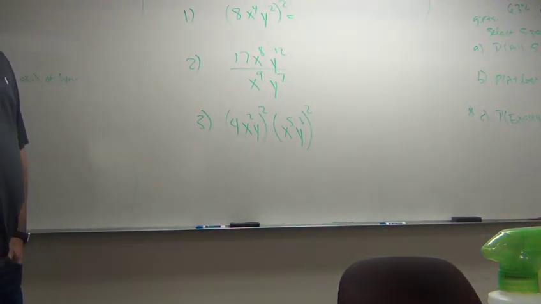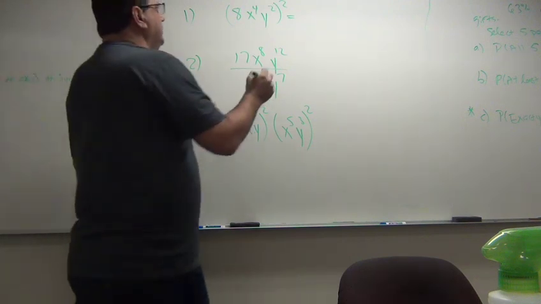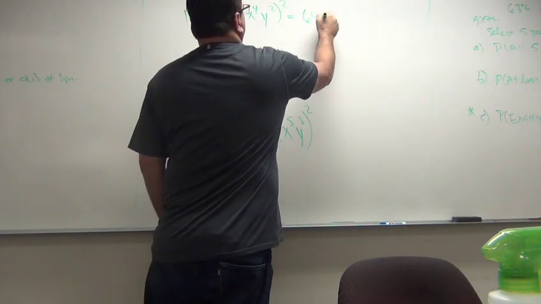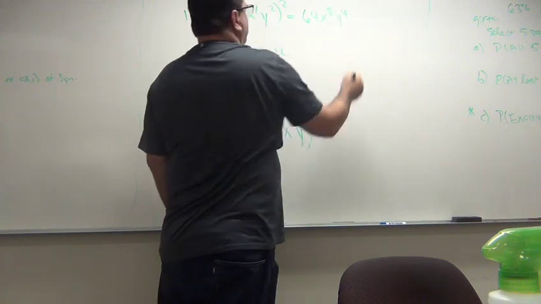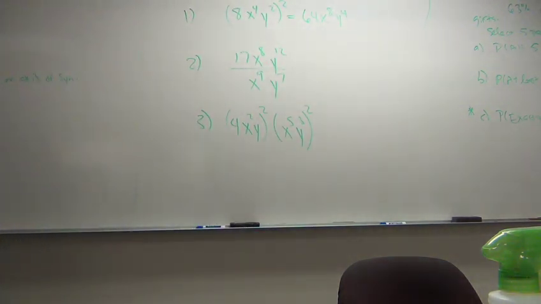What did we get? Start us off. 64. 64, excellent. Y to the 4. 64, what, baby? X to the 8th. Y. 64, x to the 8th, y to the 4th. Awesome.